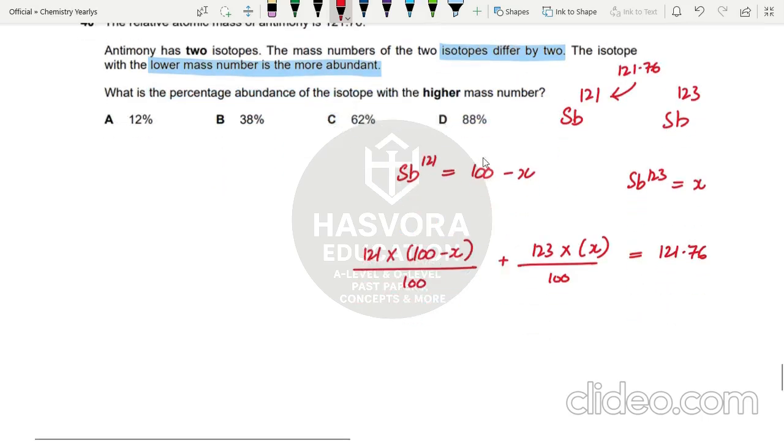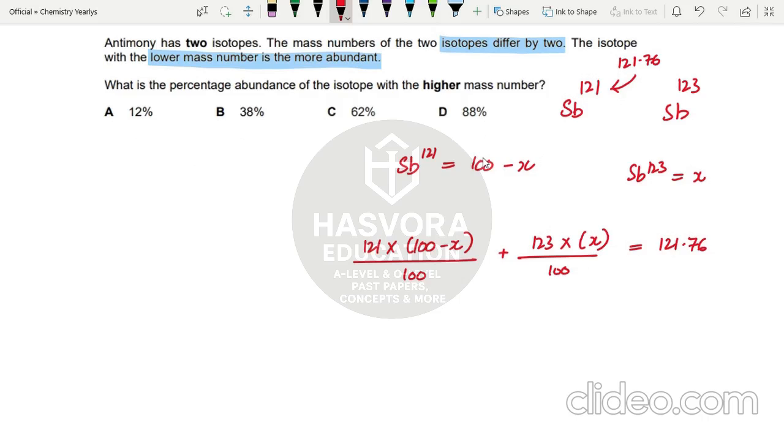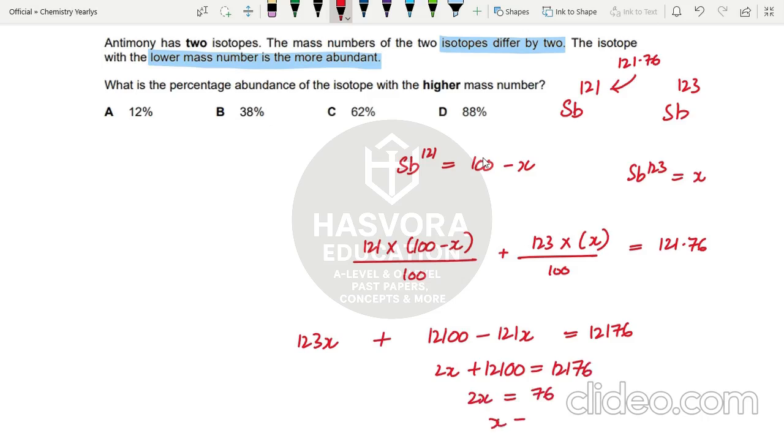So take the LCM of the 100. It is already 100, so it will just be multiplied there. It will be 121, and then we have 76 here, and this will become 12100 minus 121x, and for the other one it will become 123x. So this will be the equation formed at the end. So let's just calculate this. This will become 2x plus 12100 equals 12176. 2x is equal to, just subtract these two, it will become 76, and x is equal to 38%.